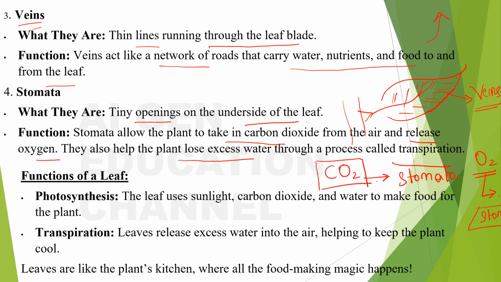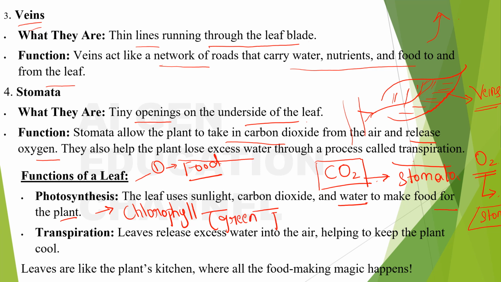Okay, next, functions of a leaf. Functions of a leaf, I have mentioned. Yes, first and foremost is making food, right? The leaf uses sunlight, carbon dioxide and water to make food for the plant. In the presence of chlorophyll is also important. In the presence of chlorophyll, a green pigment.